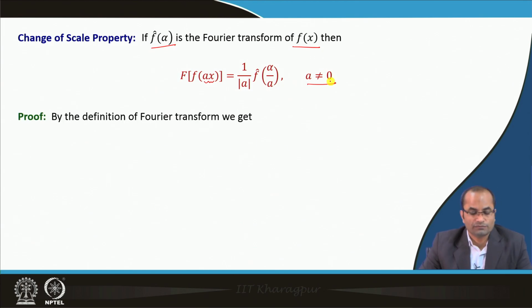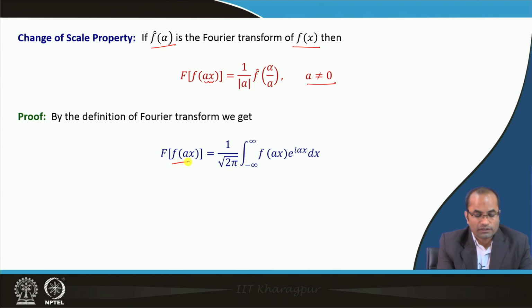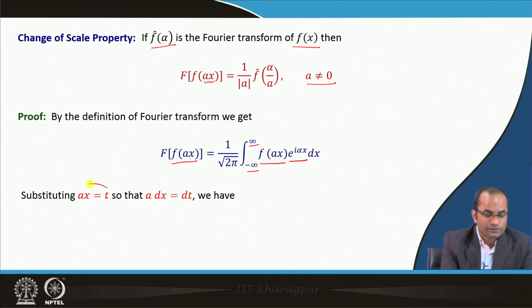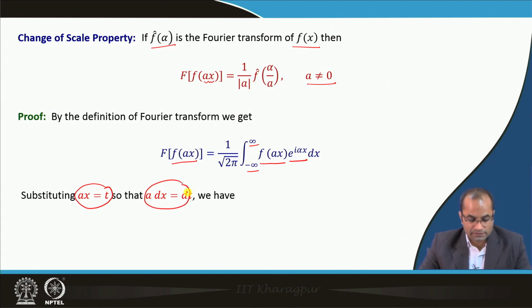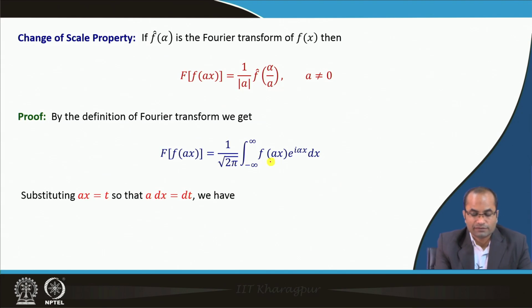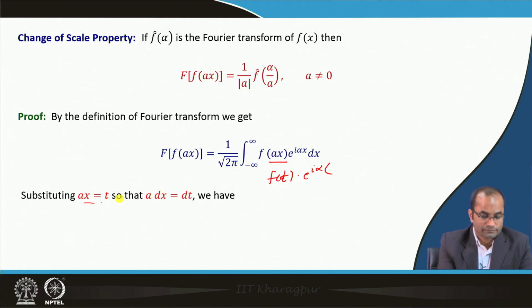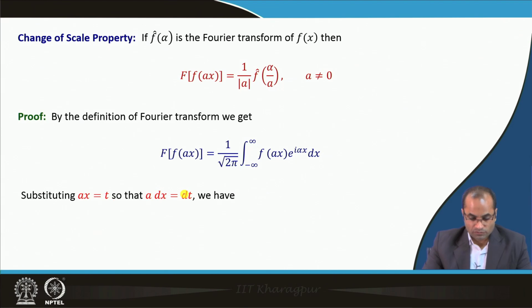So, by the definition of the Fourier transform, we have the Fourier transform of f of a x given by the integral of f of a x times exponential i alpha x, integrated over x from minus infinity to plus infinity. And then if we substitute a x equal to t, so that we have a dx equal to dt, then we have here f of t, and then we have e power i alpha and x will be t by a, and similarly dx will be dt by a. So, we can make this substitution in the above integral.